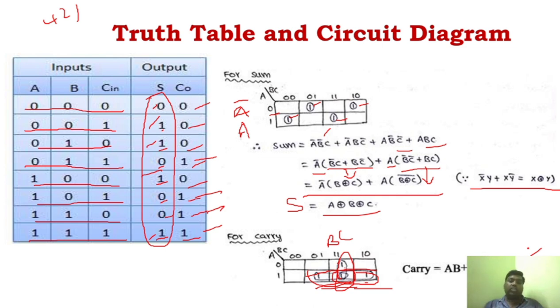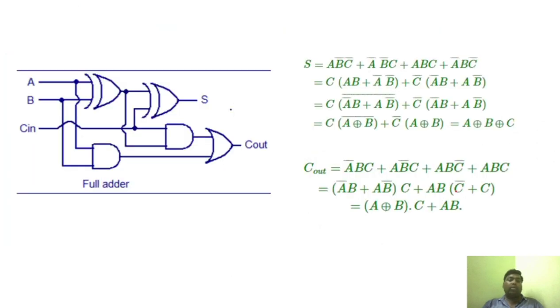If you want, you can also do it individually, right? If you consider individually also, you can do it, right? So now the expression for sum is A XOR B XOR C, and for carry, this is the expression, correct? You can also do this in another method. That is, for the sum expression, instead of taking A, you can take C as common and you can simplify it. You can get the same expression.